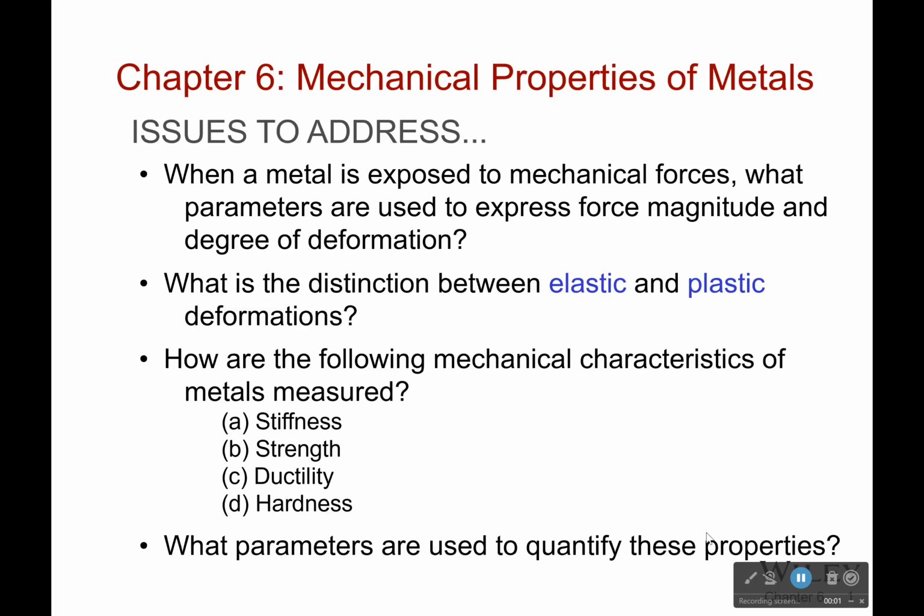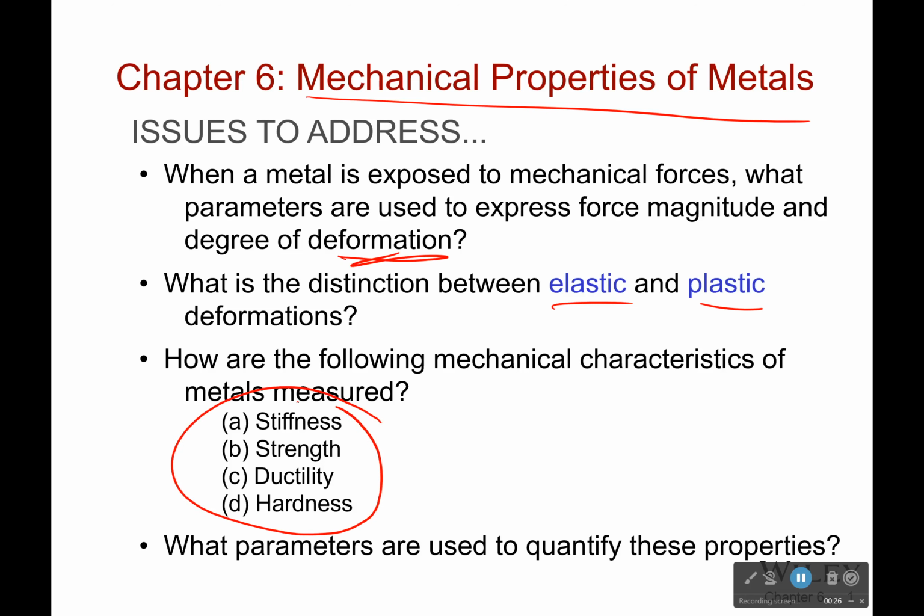Hello everyone, welcome back. So now we're in chapter 6, mechanical properties of materials. Now, what are we going to talk about? Well, when a metal is exposed to mechanical forces, what's going to happen to it? How much is it going to deform? We're going to learn about something called elastic and plastic deformation, and we're going to learn how these very important physical properties are measured and how we quantify those properties.